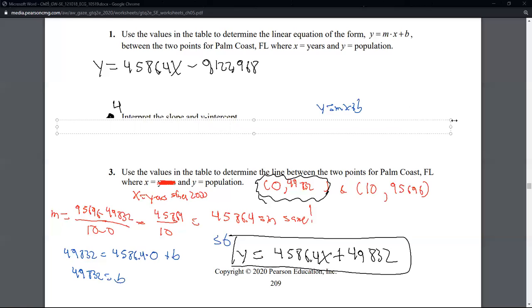All right, so interpret the slope and intercept. I don't have to write the slope since you can already see it, so we're going to say that the population of Palm Coast, Florida, PCFL, was increasing by 4,586.4 people per year? Oh, we can't say per year, we gotta say per year since 2000. And it makes more sense to say it that way.